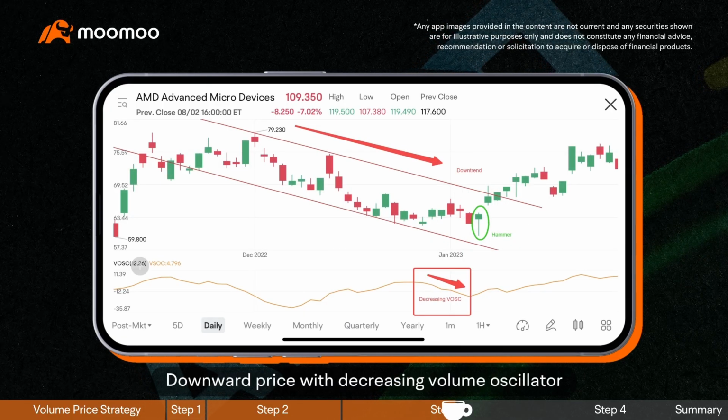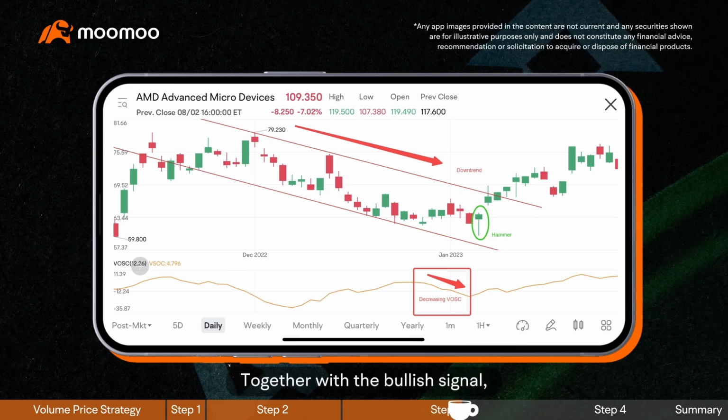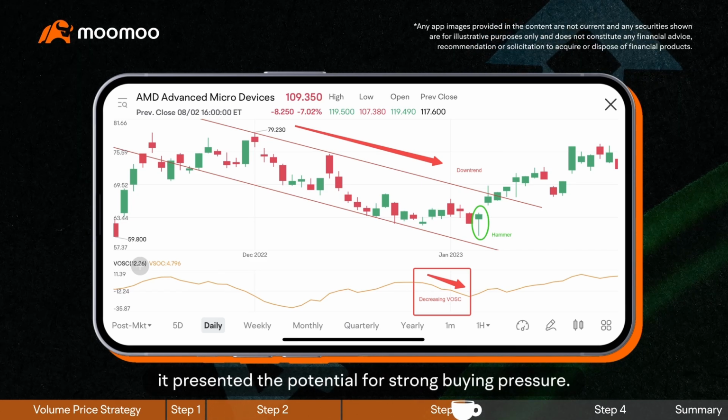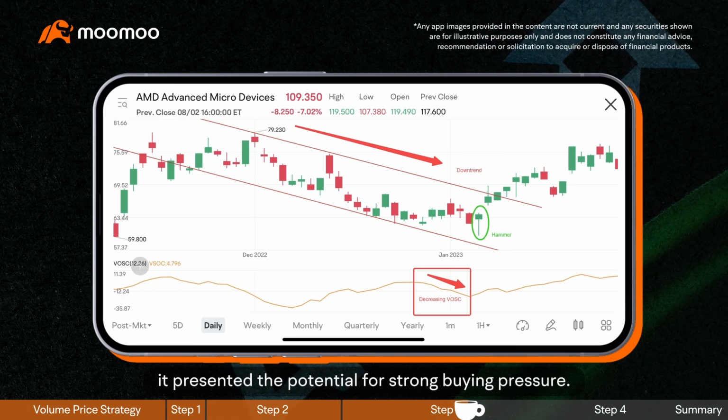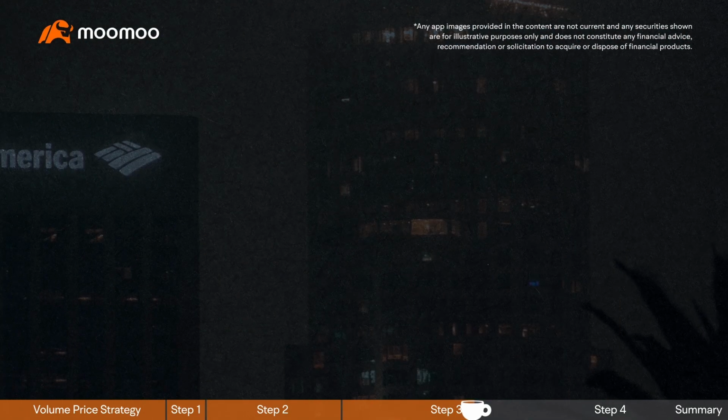Downward price with decreasing volume oscillator indicates a weak downtrend. Together with the bullish signal, it presented the potential for strong buying pressure. As it turned out, the stock price climbed after the signal formed.